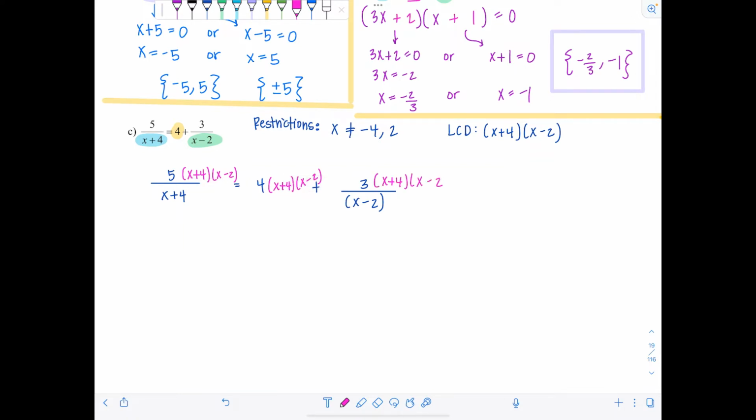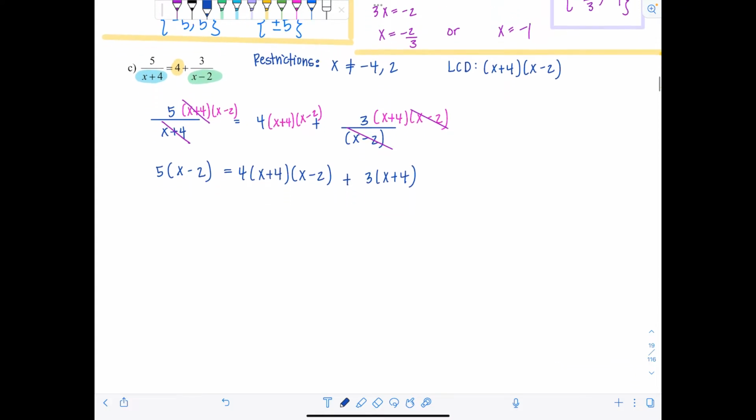So everybody gets multiplied by x plus 4, x minus 2 in the numerator, remember. And the goal is to be fraction free in the next step. So let's see. X plus 4 cancels. So I just have 5 times x minus 2. Looking good so far. Equals. Nothing cancels here. That's fine. I mean, there was no denominator. So 4 times x plus 4 times x minus 2 plus, what's going to cancel here? The x minus 2. Bam. Bam. So I just have 3 times x plus 4.